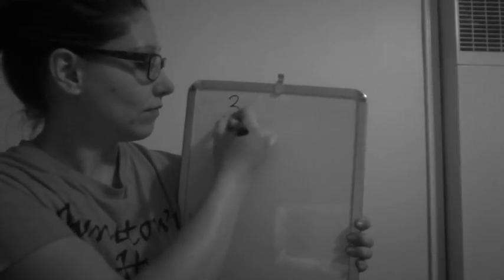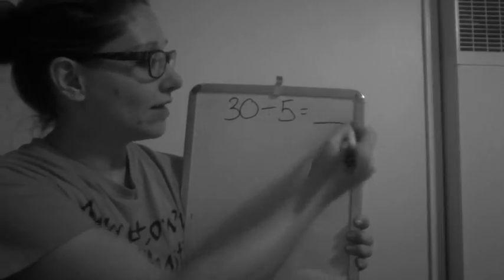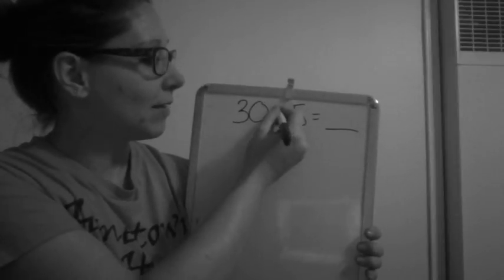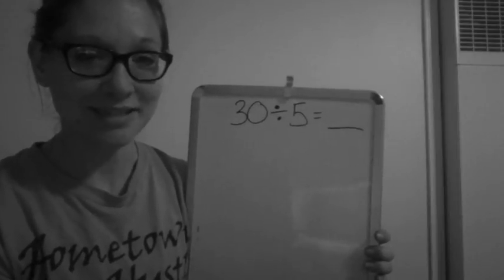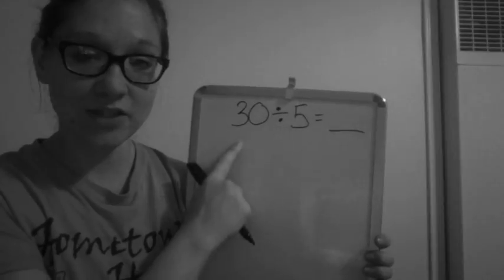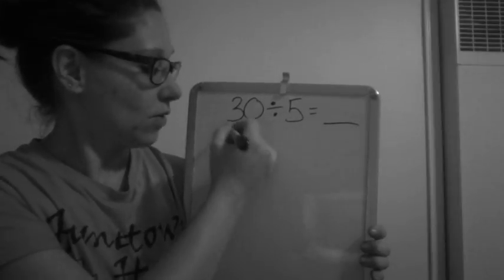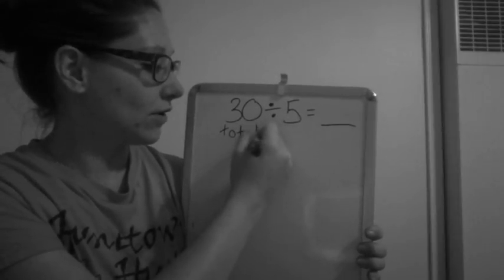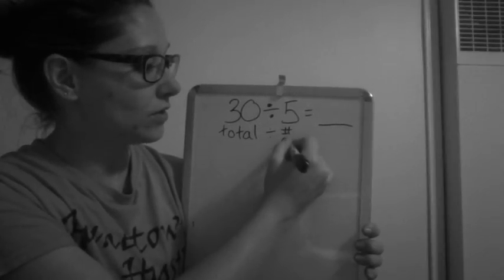So here is where I need you to get your marker and your board ready. What I want us to do is 30 divided by 5. Let me make my little dots a little darker so that it looks like a division sign and not subtraction. So remember here with division, we are starting with our total number. So this means I have 30 objects. So my total, please write total under 30. We're going to divide 30 into this many groups.